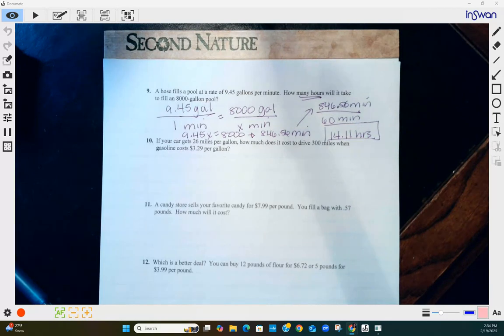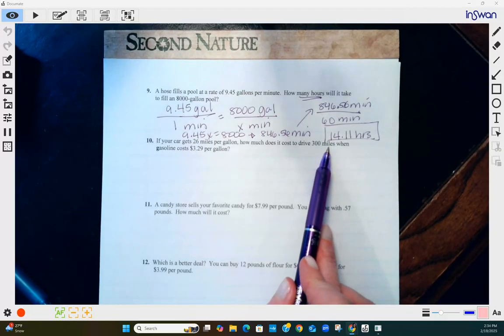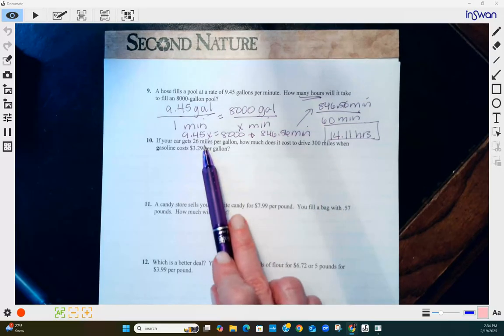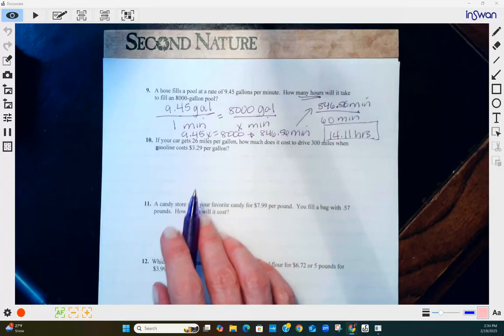Okay, if your car gets 26 miles to the gallon, how much does it cost to drive 300 miles when gasoline costs $3.29 per gallon? There's more than one way to do this, but basically I'm going to figure out how many gallons I need if I can drive 300 miles at 26 miles per gallon, which is my rate.